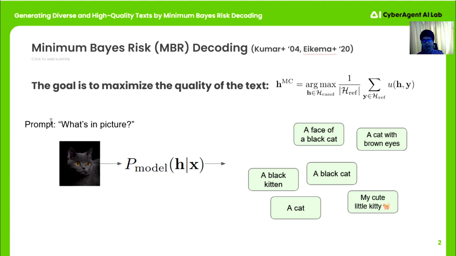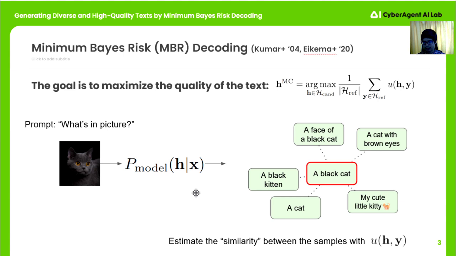So, assume you have a prompt, "what's in the picture," and given a picture. You have a P model, which you can think of like an LLM or something, and then this model is going to output a sequence or text, and you can generate a lot of sequences like this. So there's one input and there can be multiple outputs.